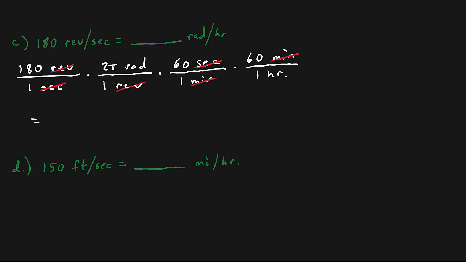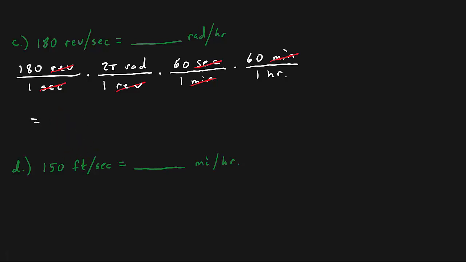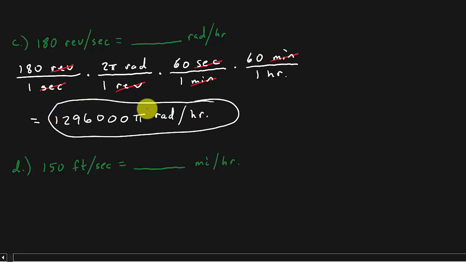And so if I do 180 times 2 pi times 60 times 60, that's going to give me 129,600. Whoop. One more zero. 1,296,000 pi. And that's going to be radians per hour. And there's your answer.